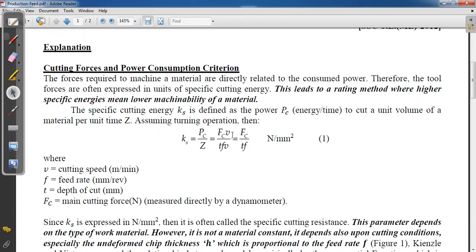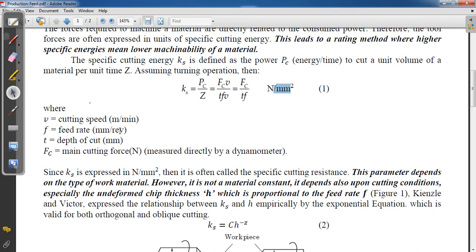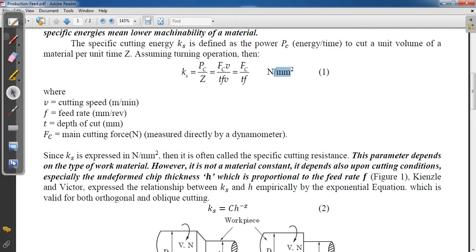Cutting speed will cancel out, and we get Fc upon Tf. Its units are Newton per mm square. So we see that its different name is also specific cutting resistance. This parameter depends on type of work material, meaning that for mild steel it will be different, for aluminum it will be different, but it is not a material constant. Why? Because it depends on the cutting condition.